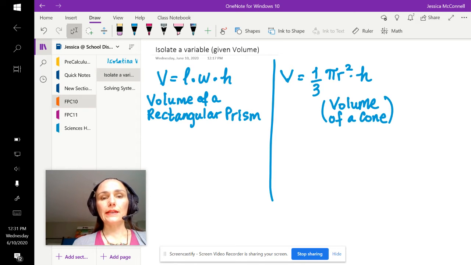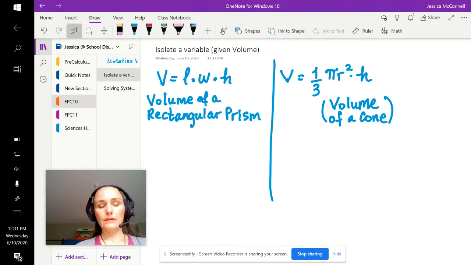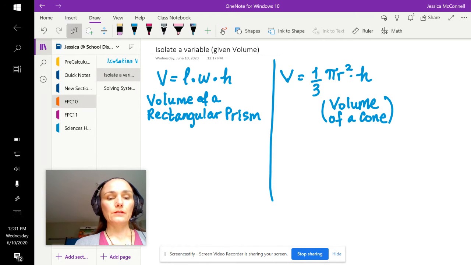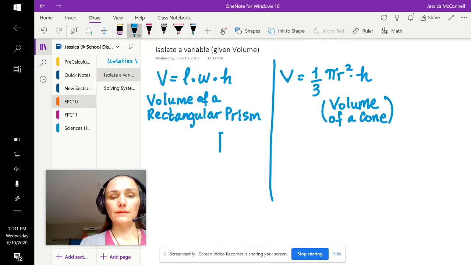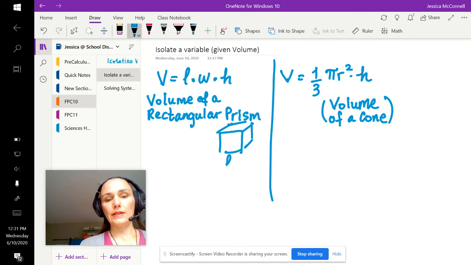So we're going to be isolating a variable from various volume formulae. The first one is the formula for the volume of a rectangular prism, which is length times width times height. And that would be if you were given a prism like this, and you've got length, width, and height.